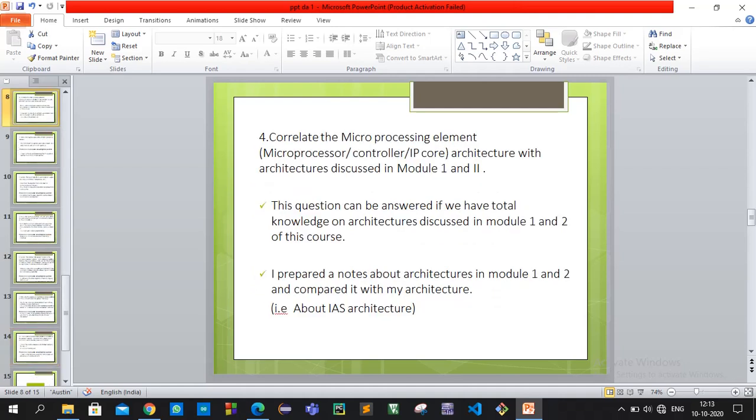Next question is to correlate the microprocessing element architecture with architectures discussed in our module 1 and 2. Yeah, this question can be answered if you have total knowledge on architectures discussed in module 1 and module 2. Yes, in module 1 and module 2 we discussed the IAS architecture and von Neumann. So I prepared notes about those architectures prior and compared it with my Harvard architecture.